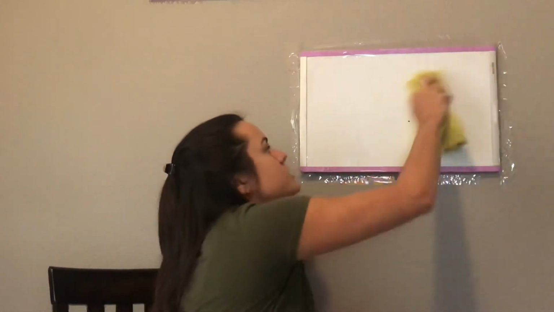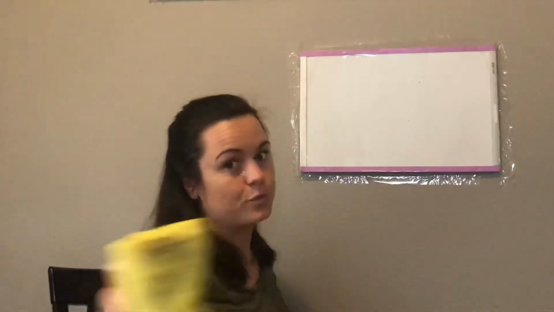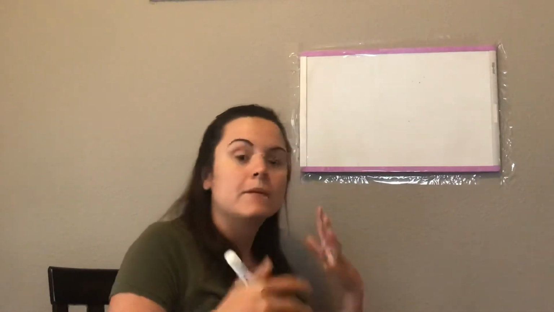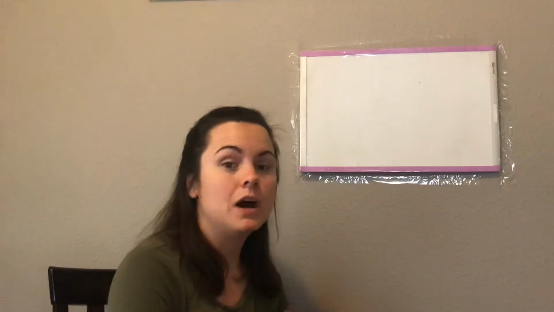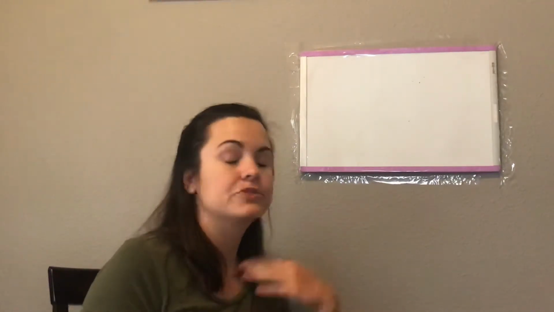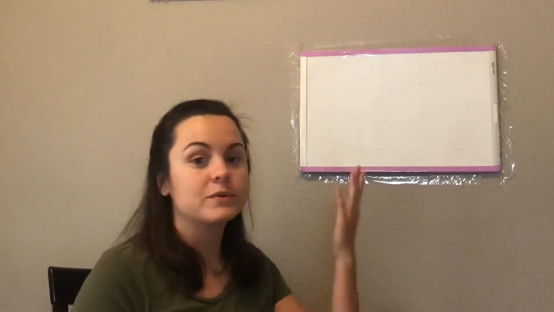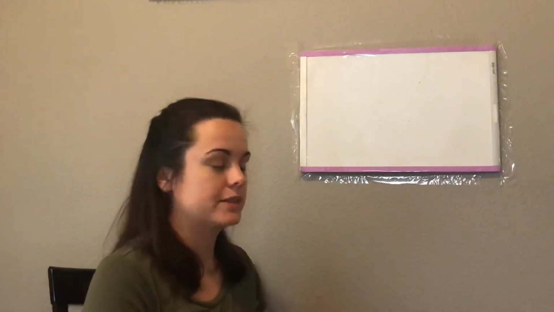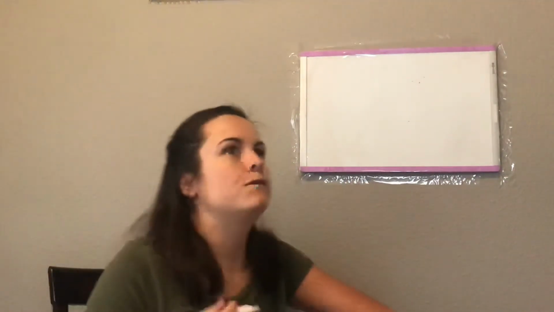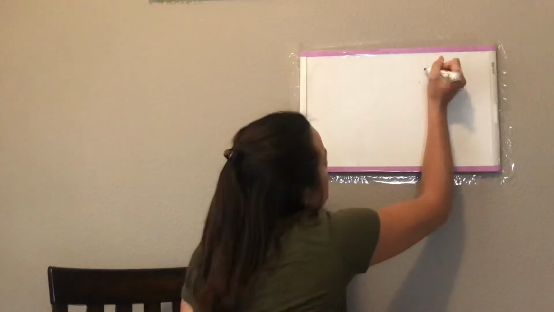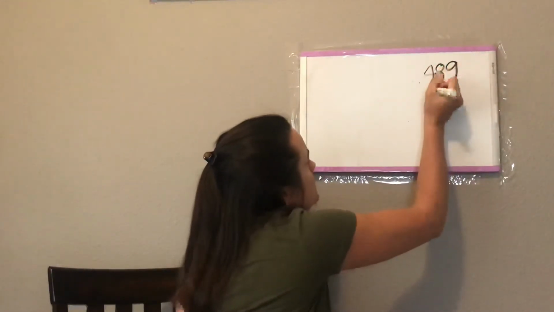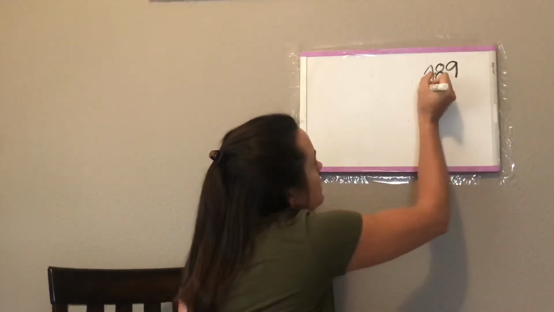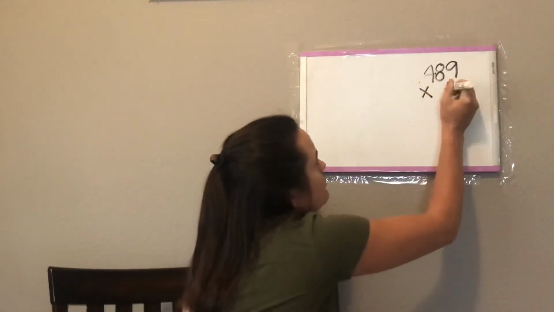And what's really important to know when we are doing partial products is our place values. So now we're going to get into 3-digit numbers. So we're just going to add an extra number to what we just did, like 32 times 6. So let's do 489. We'll do times 5.